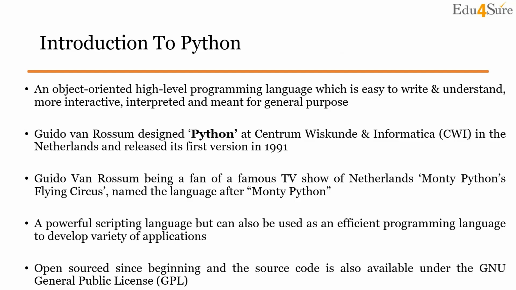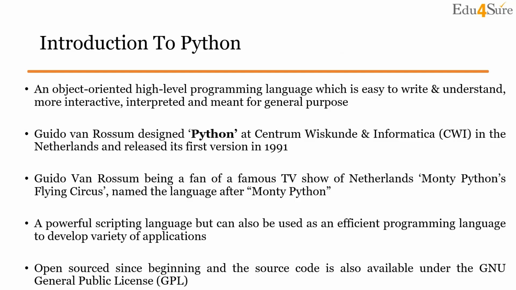Python was developed by Guido van Rossum at Centrum Wiskunde and Informatica in the Netherlands. The first version of Python was released in the year 1991. A small snippet of information for you: Guido van Rossum was a fan of a famous TV show of the Netherlands at that time. The name of the show was Monty Python's Flying Circus. The hero of the program was Monty Python. Rossum was so fascinated with the hero of the show that he named his development, the Python language as we know it today, after Monty Python.